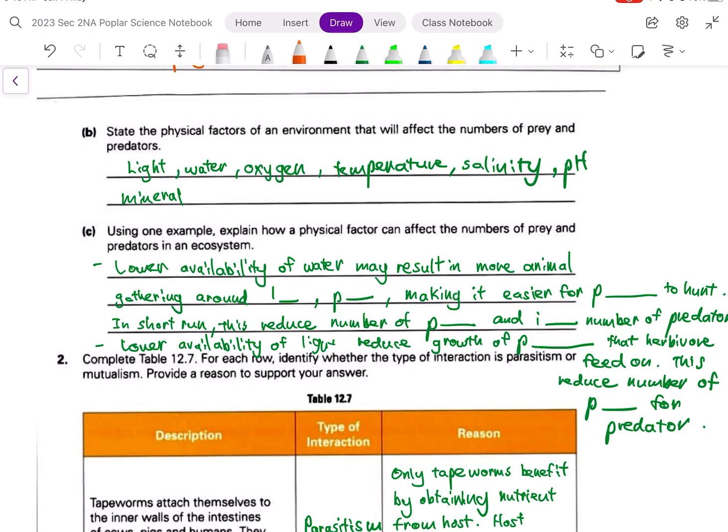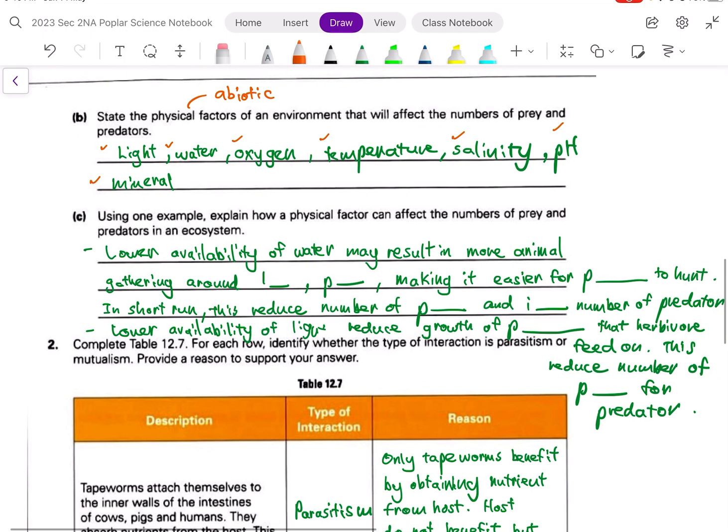State the physical factors of an environment that will affect the numbers of prey. This one we have a lot. We have light, water, oxygen, temperature, salinity, which is related to salt, pH, and minerals. Basically all the abiotic factors that we are looking at. This one I think not much issue, part B. Then we look at part C.